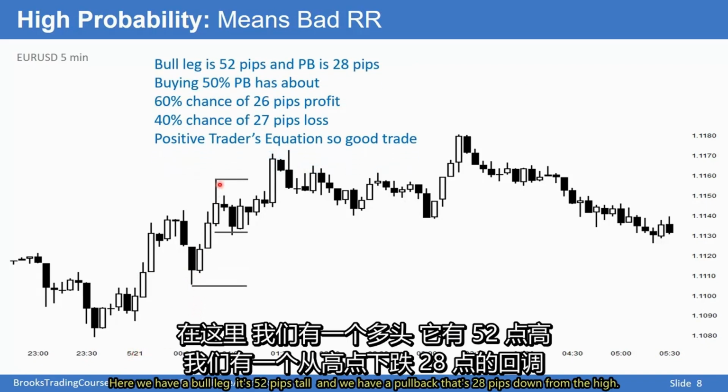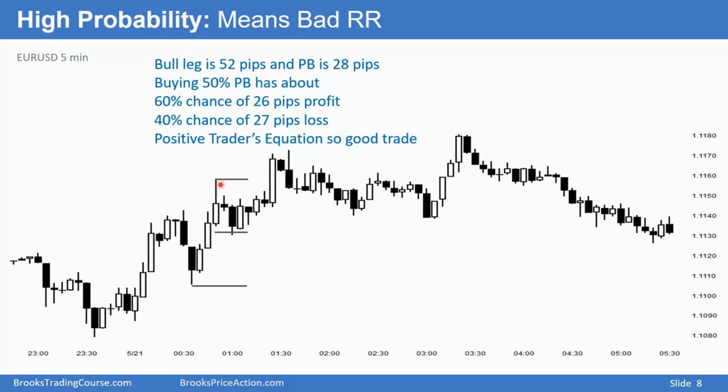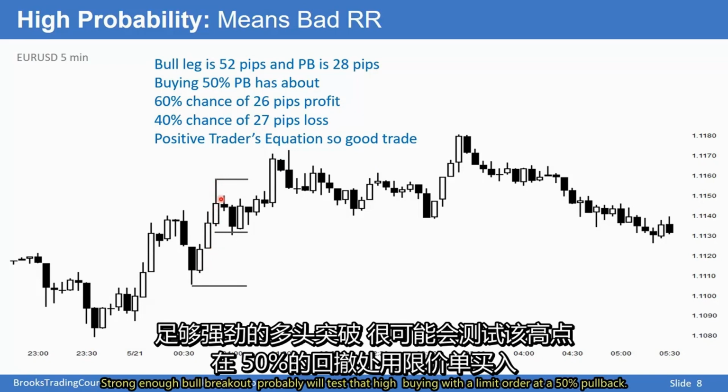Here we have a bull leg. It's 52 pips tall, and we have a pullback that's 28 pips down from the high. Strong enough bull breakout, it probably will test that high.